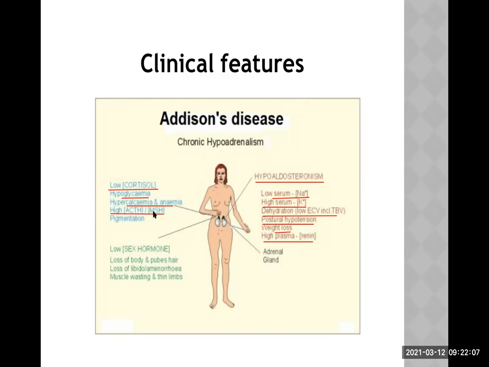ACTH acts like melanostimulating hormone for melanocytes, leading to pigmentation. If sex hormones are low, there is loss of body and pubic hair, because these hairs are grown in response to sex steroids which are coming out from our adrenal gland, especially axillary hair and the pubic hair. They are grown in response to adrenal steroid. Loss of libido and amenorrhea, even muscle wasting and thin limbs, all these are because of low sex steroid.